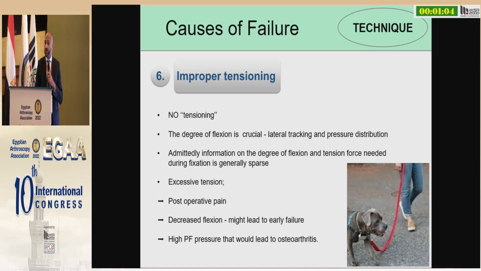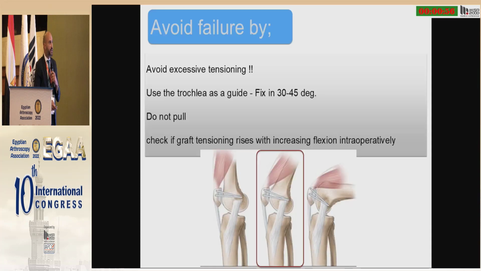Don't pull at all, because it might cause post-operative pain and decreased flexion, and this might lead the graft to fail with high patellofemoral pressure that definitely will end in osteoarthritis. Avoid excessive tensioning. Fix in 30 to 45 degrees. Never pull. Check if the graft tension rises intraoperatively before you fix.